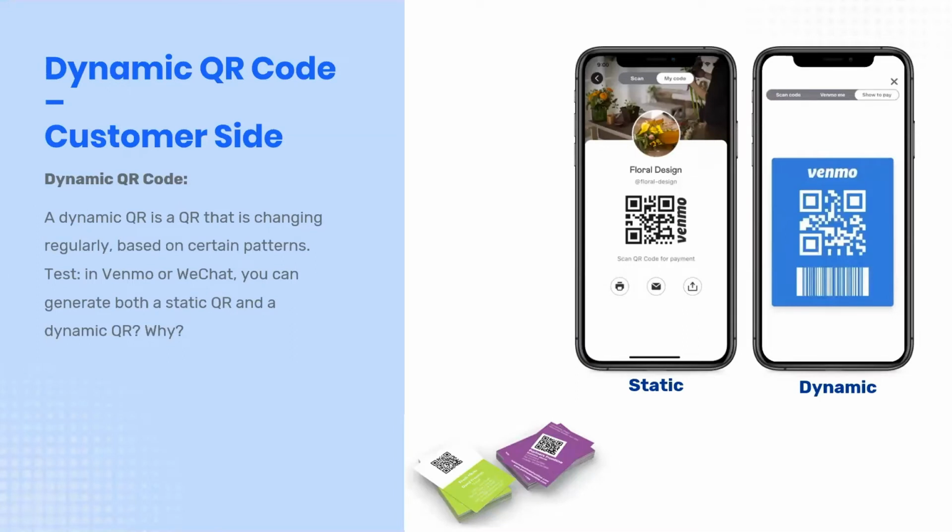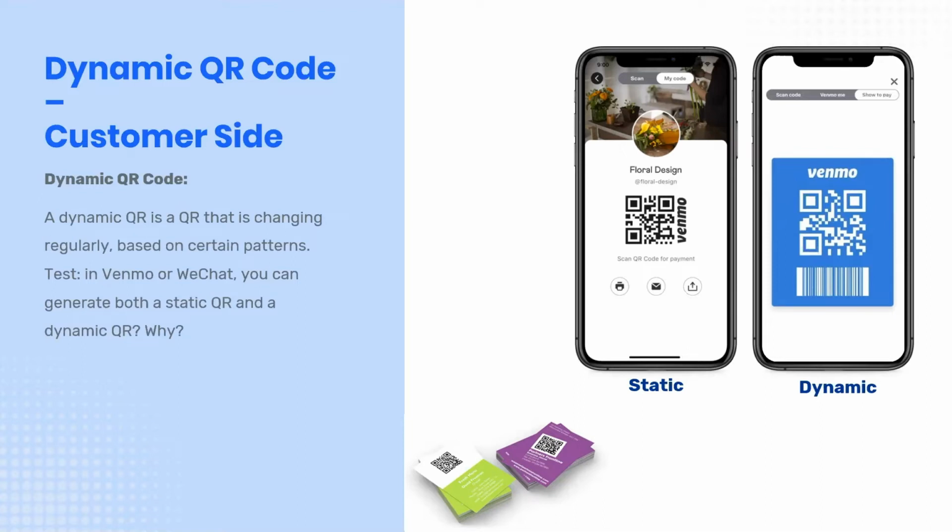So what's a dynamic QR code? A dynamic QR is a QR that is changing regularly based on certain patterns. For example, Alipay or WeChat Pay QR codes change automatically after 60 seconds or after being used for a payment. This is a security feature preventing someone from taking a picture of my QR code and using it later to buy something. Let me ask you a question.